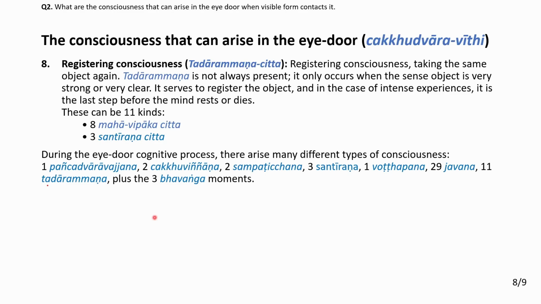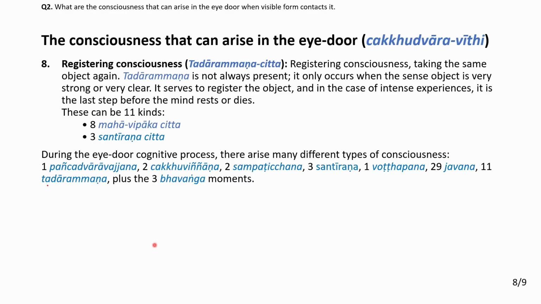29 Javana, 11 Tadarammana plus. Okay. Any more comment? 6, 7, 8. So there are 8 consciousness. Okay. All right. Thank you. Sister Sumitra, yes, with brother.